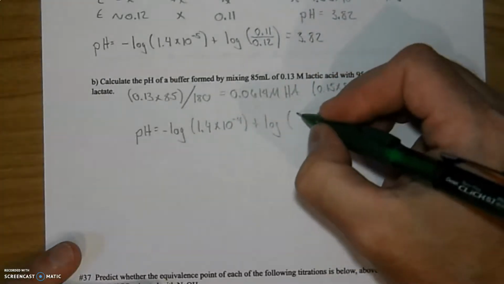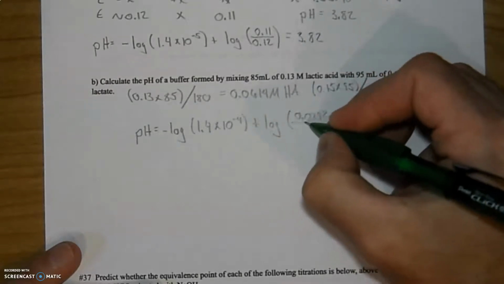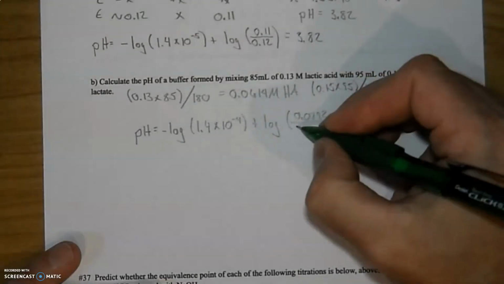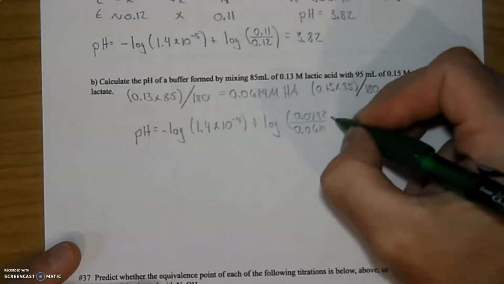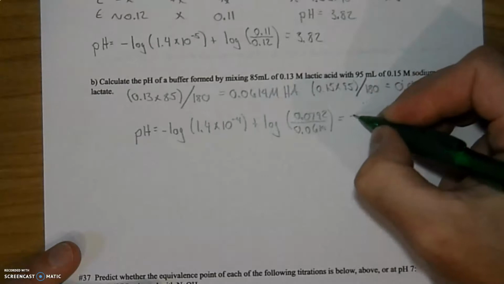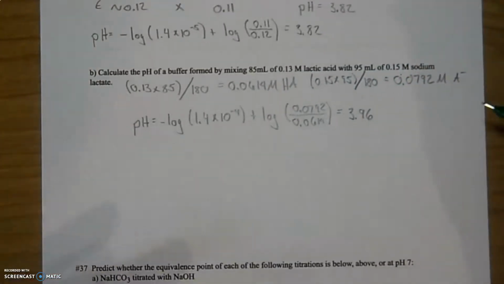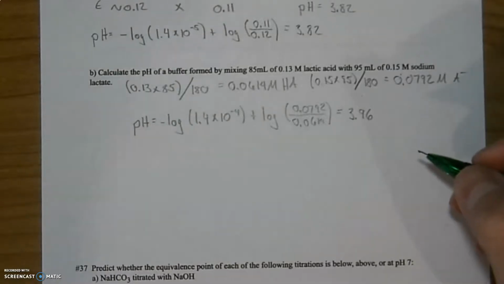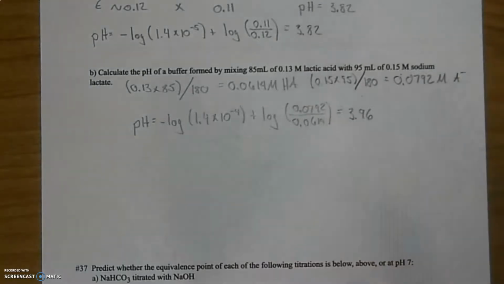So therefore it is 0.0792 over 0.0614. Run that through and you get 3.96. Done. Okay. I think we're going to be done with this one, and we'll go back over to our notes.